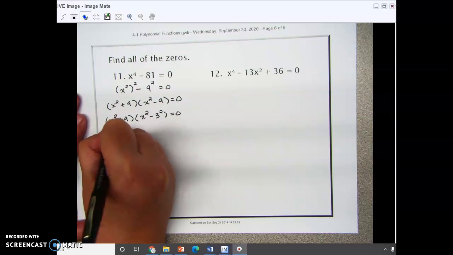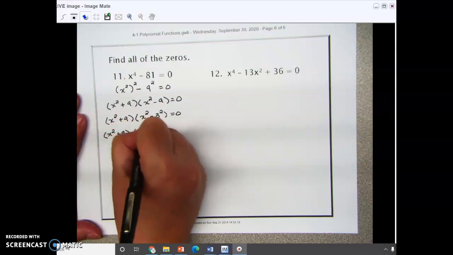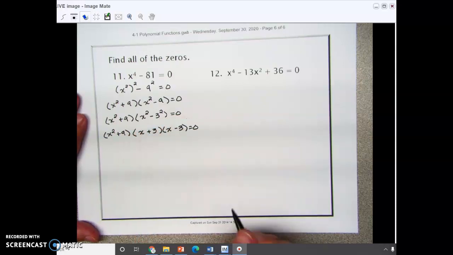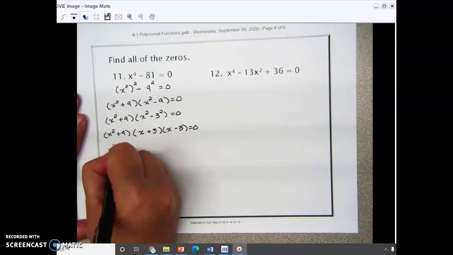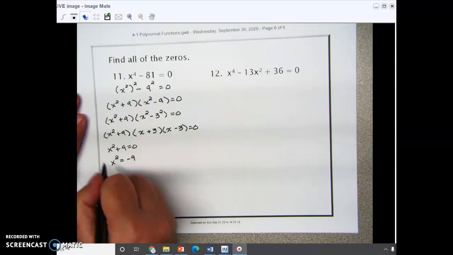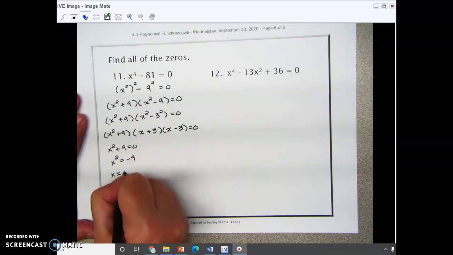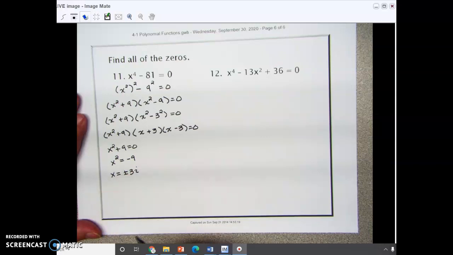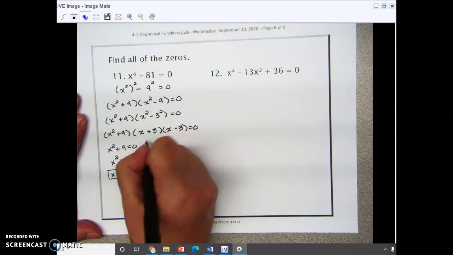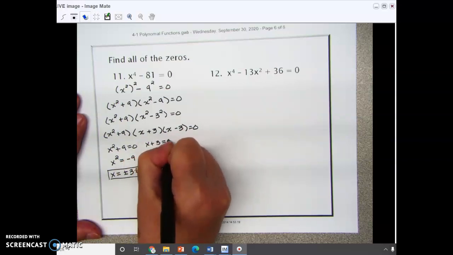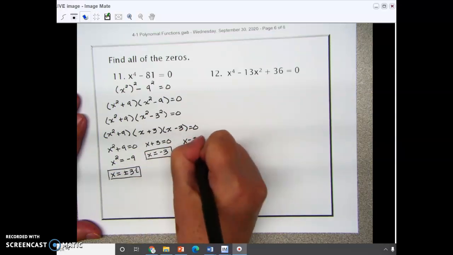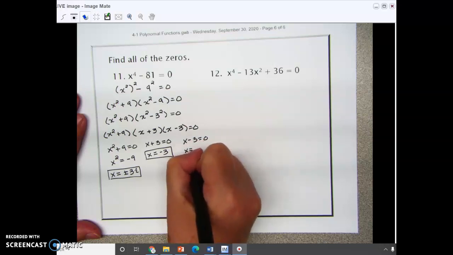And so I get x squared plus 9 times x plus 3 times x minus 3 is equal to 0. So that means if I set x squared plus 9 equal to 0, that makes x squared equal to negative 9. And when I take the square root of both sides, I get plus or minus 3i, because the square root of 9 is 3 and the square root of negative 1 is i. Over here, I get x plus 3 equal to 0, which makes x equal to negative 3. And over here, I get x minus 3 equal to 0, which makes x equal to positive 3.